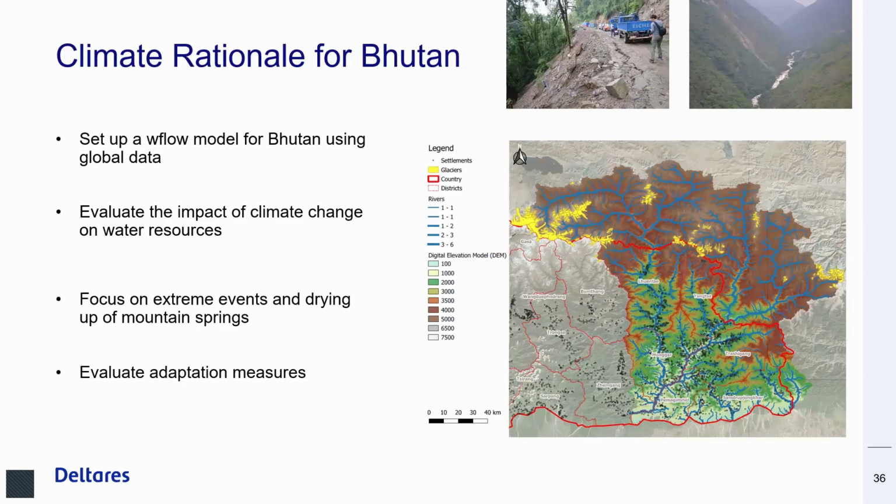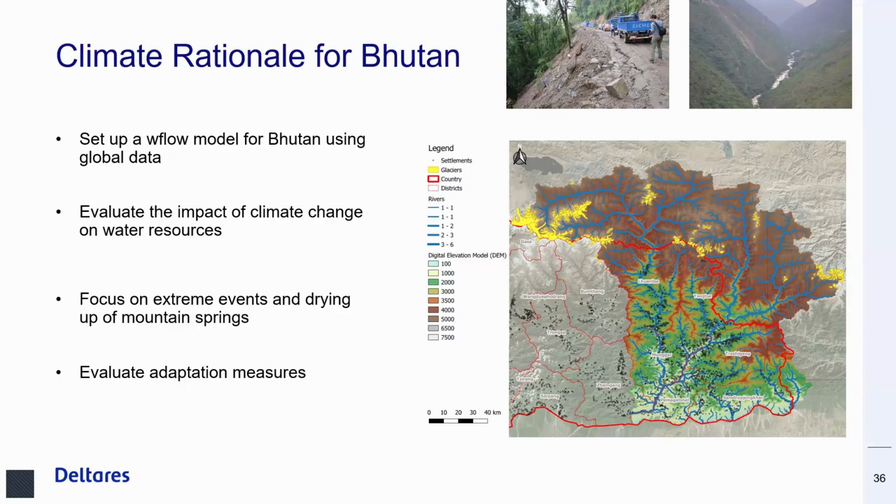We are doing a lot of projects which use these tools. One of the projects that I've been involved in was to develop a climate rationale for Bhutan. We set up a wflow model for Bhutan, first using global data. When new data was available, we updated our model with new sources of data, and we evaluated the impact of climate change on the water resources. We focused on extreme events, but also on the drying up of mountain springs, and we evaluated adaptation options.